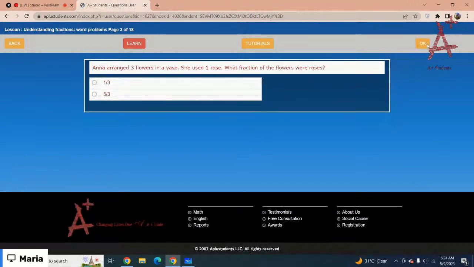Anna arranged 3 flowers in a vase. She used 1 rose. What fraction of the flowers were roses? So which is the correct option? It would be 1 out of 3. Got it? Because the total flowers are 3 and 1 of them is a rose. So it would be 1 out of 3 is the rose. Got it?